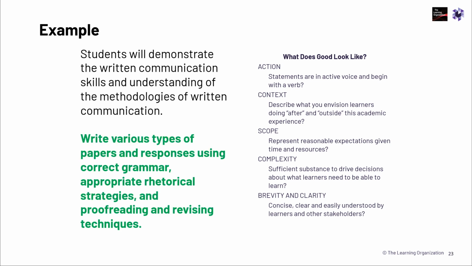So if I took a look and I compared it to a better way to really get very succinct, it might be write various types of papers or responses using, and being very explicit. I say if it's important, it should be explicit, not implicit. Correct grammar, appropriate rhetorical strategies, proofreading and revising techniques. Now you really see the scope and the complexity of what you're wanting students to do. And I just bring this up because if you don't have good outcomes, that's the fundamental of everything, right?